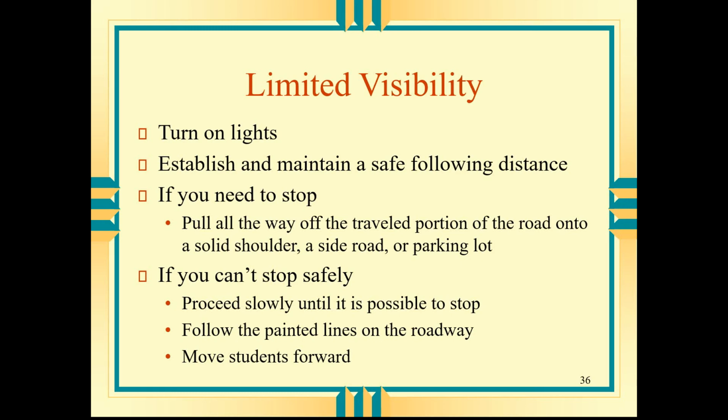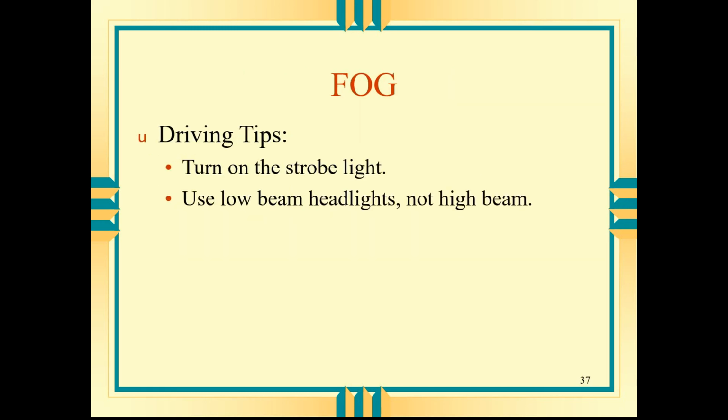So, types of limited visibility. Fog. Driving tips include to turn on the strobe light, use low beam headlights and not high beam. This is very important because your first instinct might be to turn on the high beams, but in fog, you want to use the lowest beams to the ground. As a matter of fact, if your bus has fog lights, use those as well, so that way you can keep an eye on the surface, and also high beams will create reflection and glare back into your eyes.